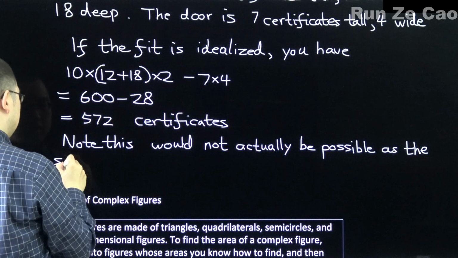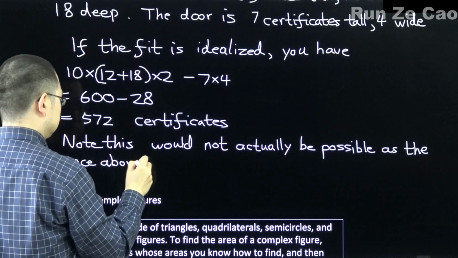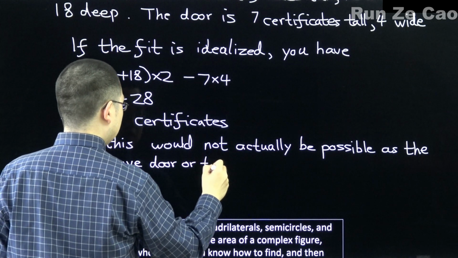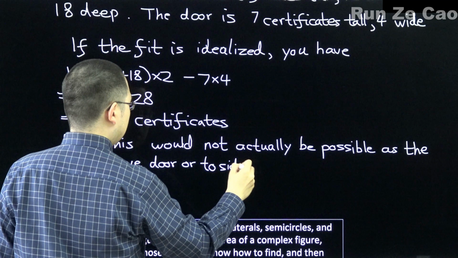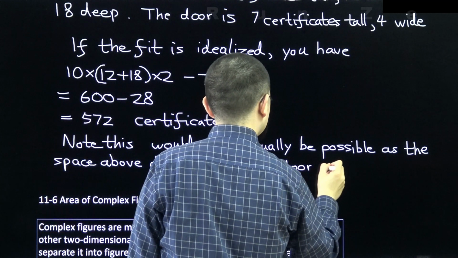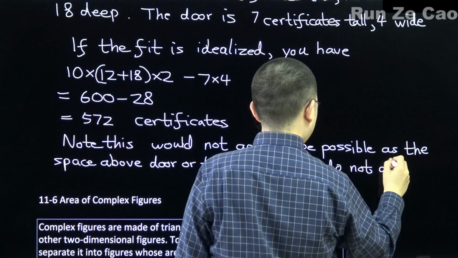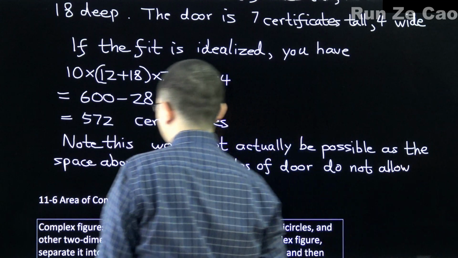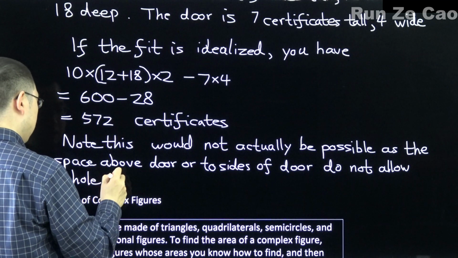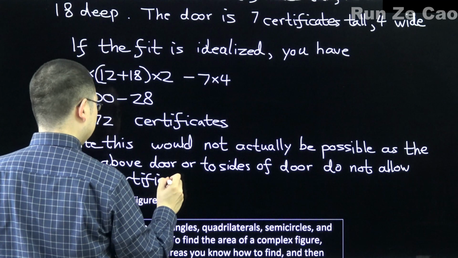The space above the door or to the sides of the door, no matter how you place this thing, do not allow whole certificates. Whole certificates. Yeah, this is a bit of a problem, huh?